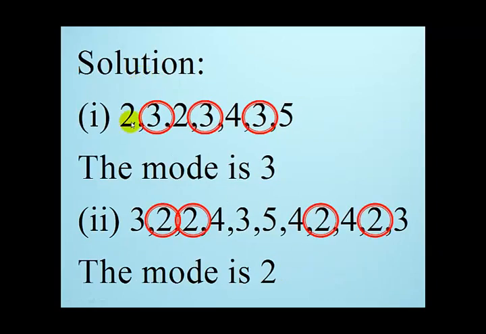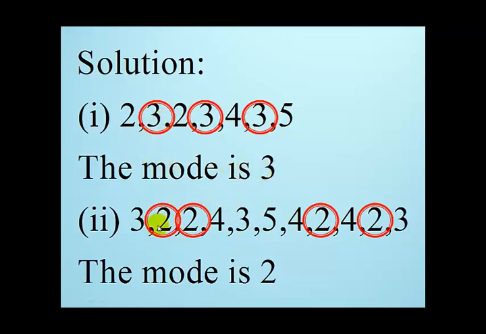These were the numbers given: 2, 3, 2, 3, 4, 3, 5. Now when you look at the numbers given, you can see that it is the 3 that occurs most. We have 3, 3, 3, so the 3 occurs 3 times. So the number that occurs most is our mode. That means that the mode is 3.